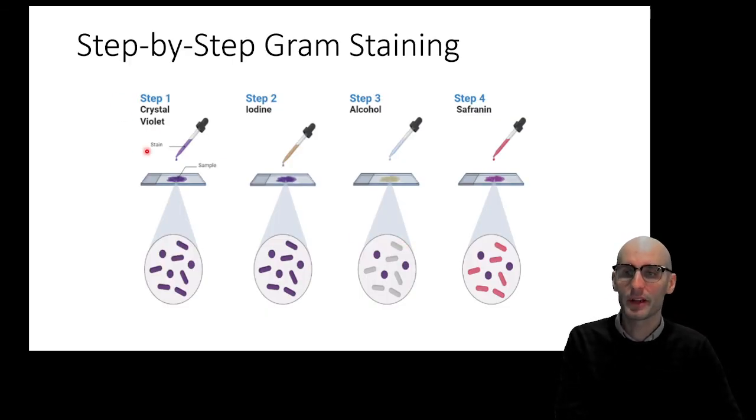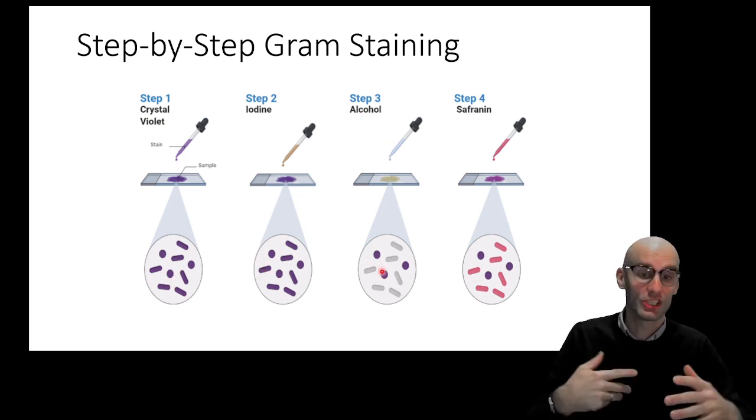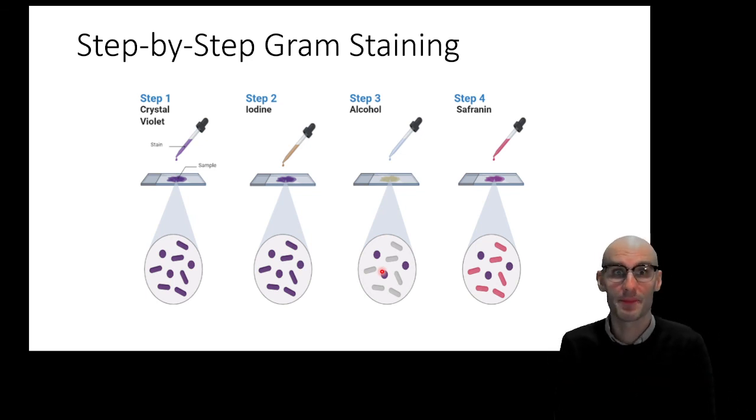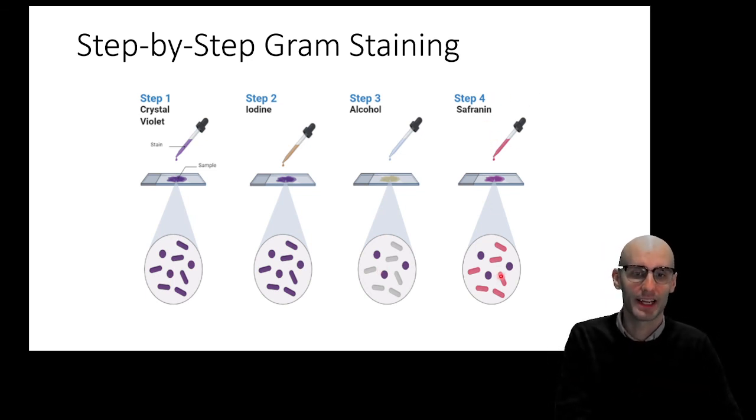So you can see what we're doing here. We add crystal violet, that stains them purple, add iodine to fix it in place, add alcohol to wash it out, but it washes out first from gram-negative bacteria, and then we add the safranin counterstain, and that's where we end up.